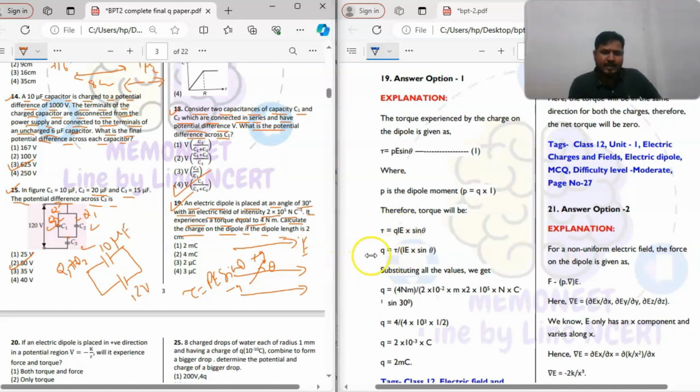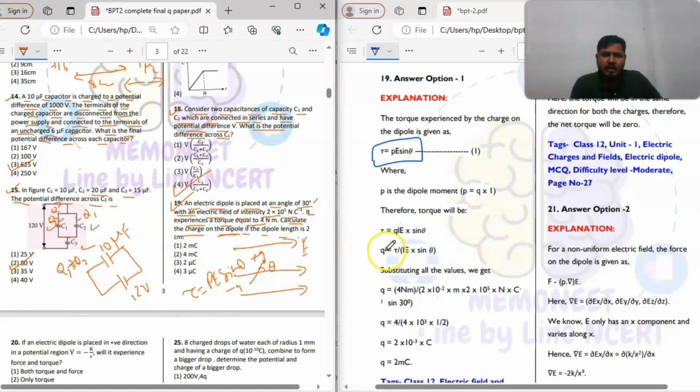Torque tau is P E sin theta. P is equal to what? Q into distance, Q into L, right? Now we know the value of theta, and we know the electric field. We have to find what? Dipole length is given here. Okay, we have to find the charge.